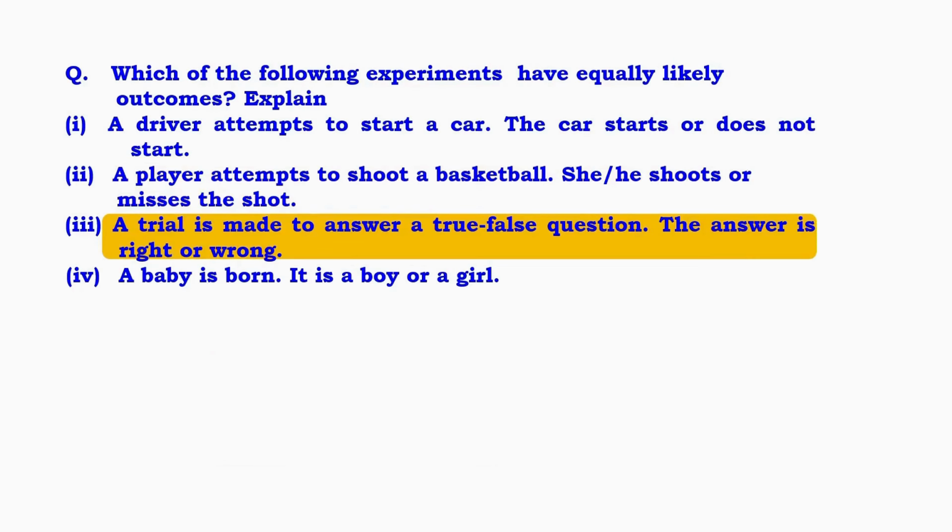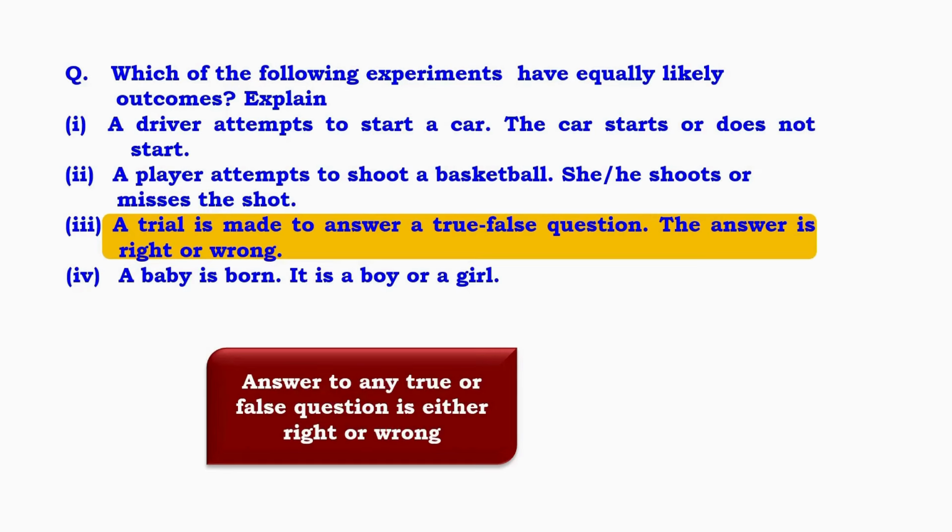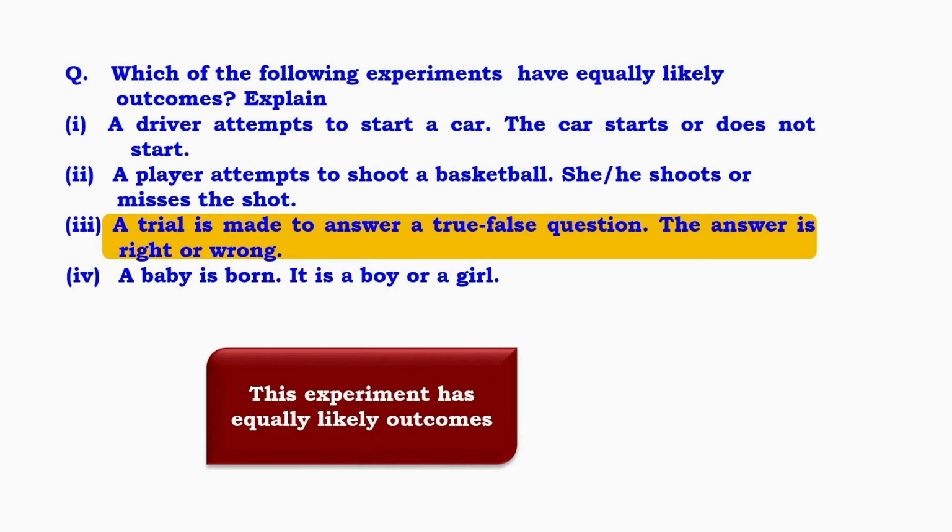A trial is made to answer a true false question. The answer is right or wrong. The answer to any true false question is either true or false, right? So that is either right or wrong. So this experiment has equally likely outcomes.